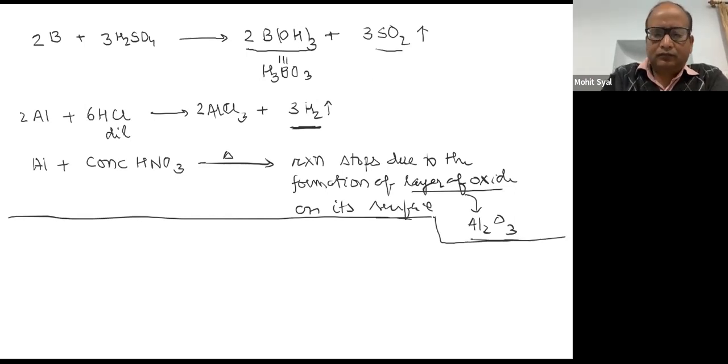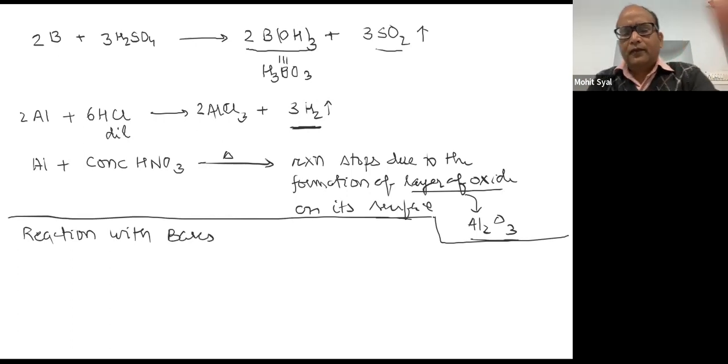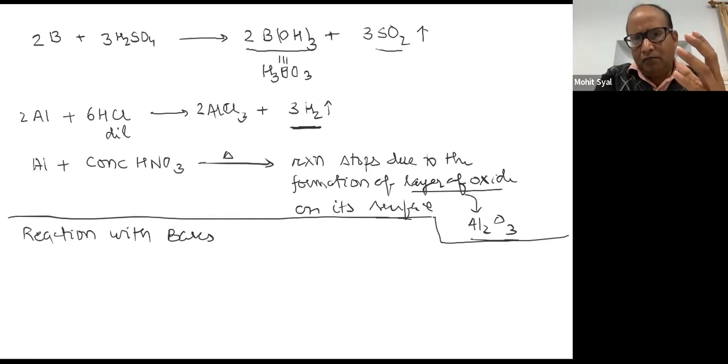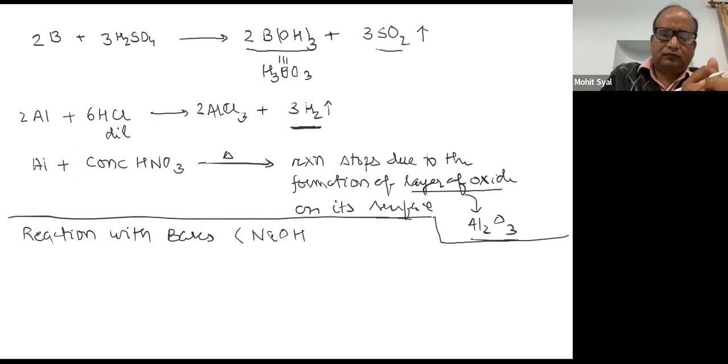Now comes the reaction with bases or alkali, and the most common alkali is NaOH. Boron, we know, is very unreactive because of its complex structure which contains B12 icosahedral units, which doesn't allow the boron atoms to separate and react easily. So boron can react with NaOH, but first of all, we can take the amorphous, powdered form of boron, the boron which is not crystalline. Crystalline always will have difficulty in reaction.